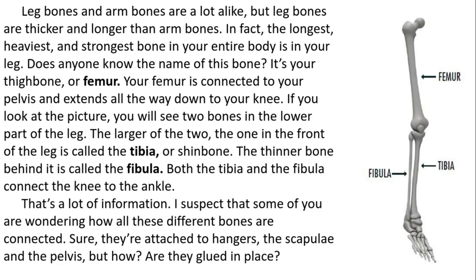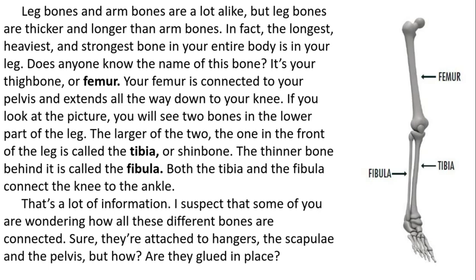If you look at the picture, you will see two bones in the lower part of the leg. The larger of the two bones, the one in the front of the leg, is called the tibia or shin bone. The thinner bone behind it is called the fibula. Both the tibia and the fibula connect the knee to the ankle. Ooh, that's a lot of information.